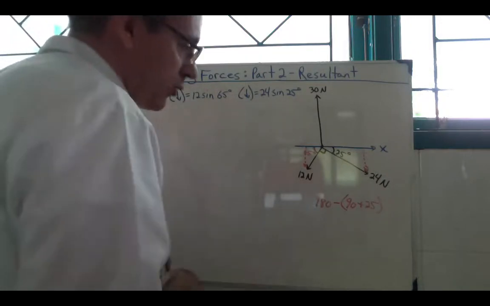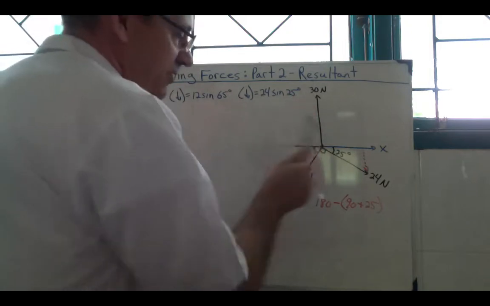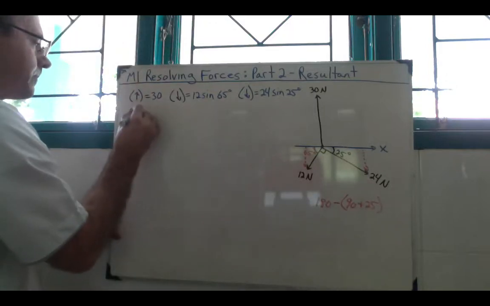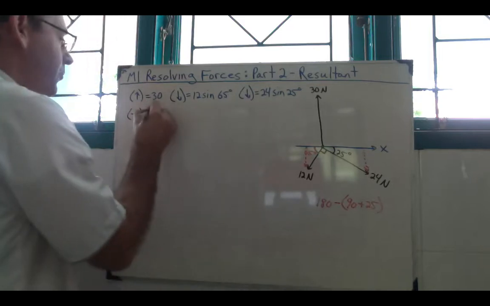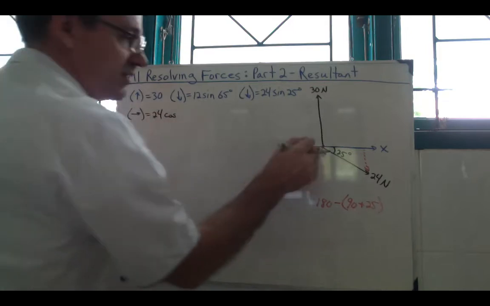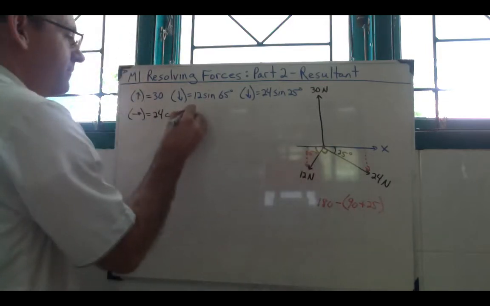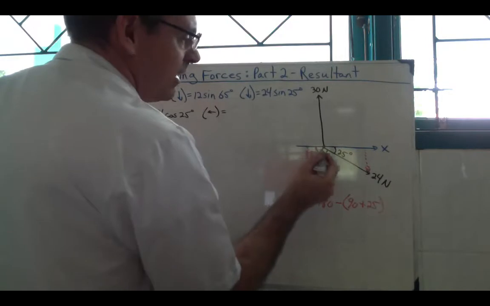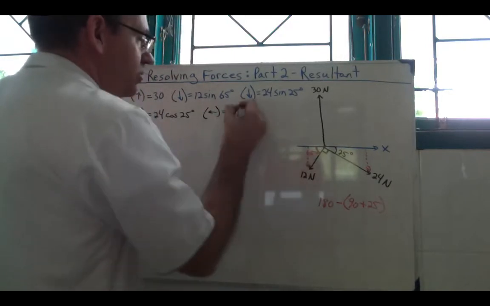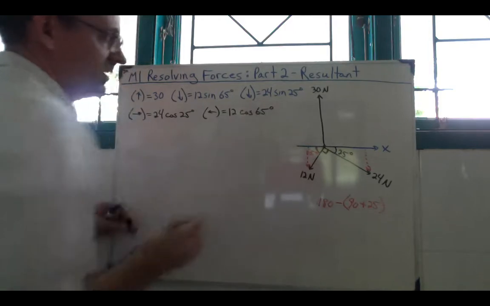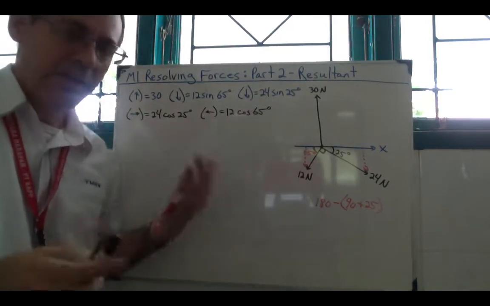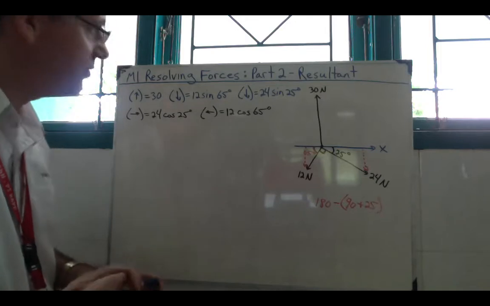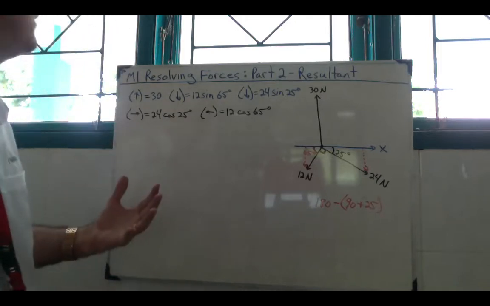Now we want our horizontal components. This 30 does not have a horizontal component. So we have one in the right direction being 24 cosine, because it's the adjacent side, cosine of 25 degrees. And we have a left arrow being 12 times cosine of 65 degrees. Now what we want to do, we can subtract them really in any order. You might end up with a negative, but I try to keep it positive. So we want to try to take the bigger minus the smaller.